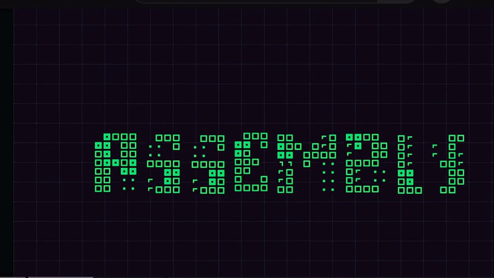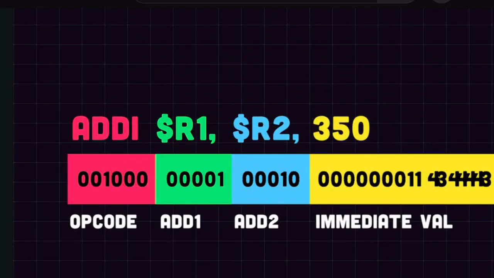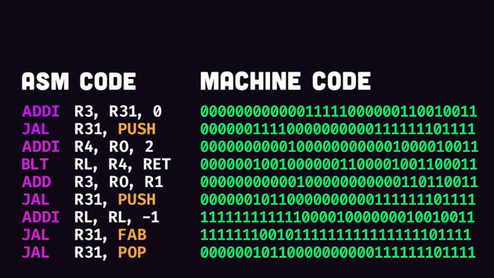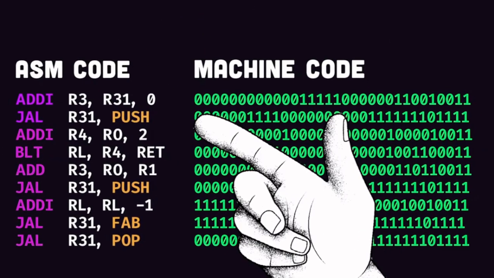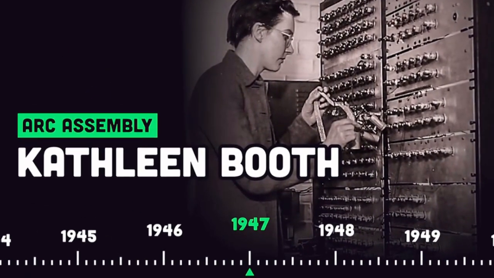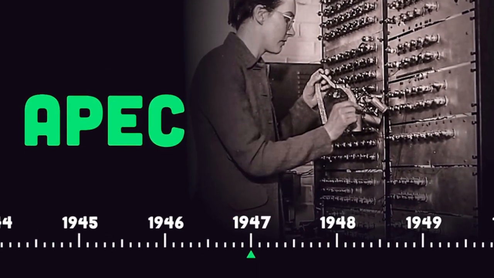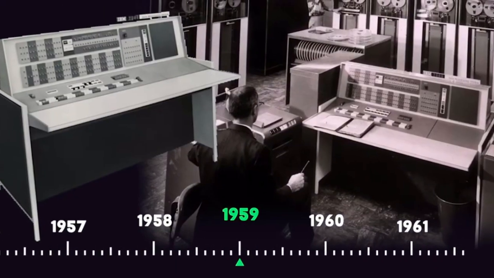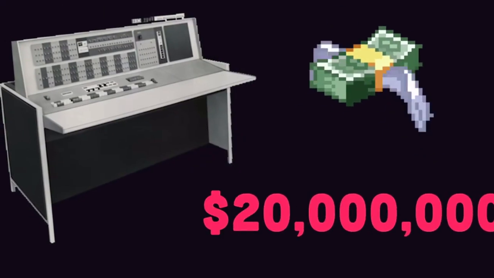Assembly, a low-level programming language designed to simplify the instructions fed into a computer's CPU. In other words, it's a human-readable abstraction on top of machine code, so programmers don't have to manually count ones and zeros. The first assembly language was created by Kathleen Booth in 1947 for the all-purpose electronic computer. Over the next decade, it evolved into many different formats to power the supercomputers of the day, like the IBM 7090, which had a $20 million price tag in today's dollars.